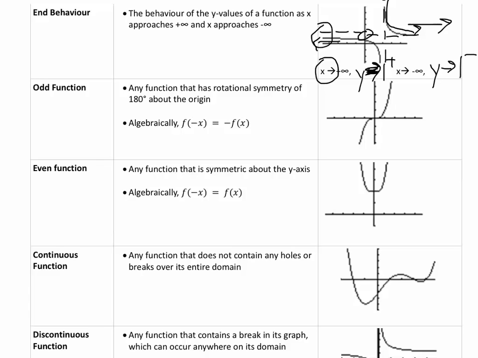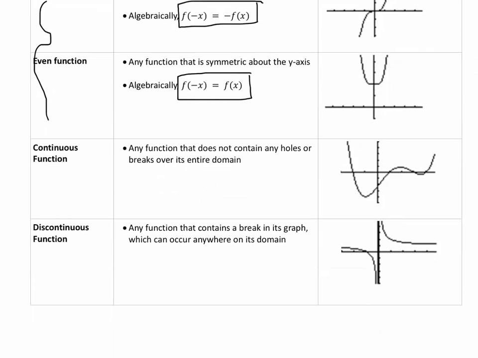We would put a little negative sign here to say that it's approaching the negative side. Now the next two we've seen before. So an odd function is any function that has rotational symmetry of 180 degrees about the origin. Algebraically, f of -x is equal to -f of x. Even function, any function that is symmetrical about the y-axis. Algebraically, f of -x is going to be equal to f of x.